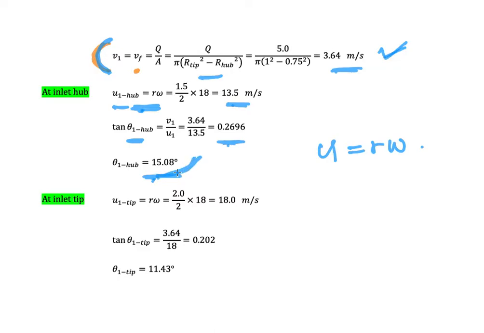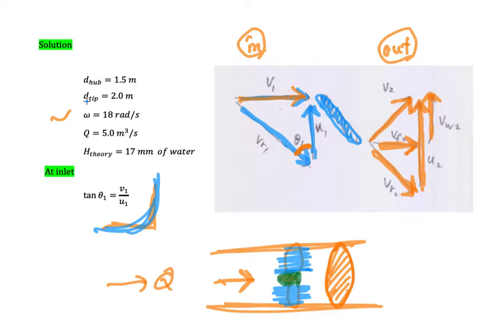So this angle is actually only at the inlet hub, because of this calculation. Let's say we have a hub here, and then we have a blade here. Okay, so this is the blade. Let me draw a clearer picture of this. We have a hub here, and this is the shape of the blade.